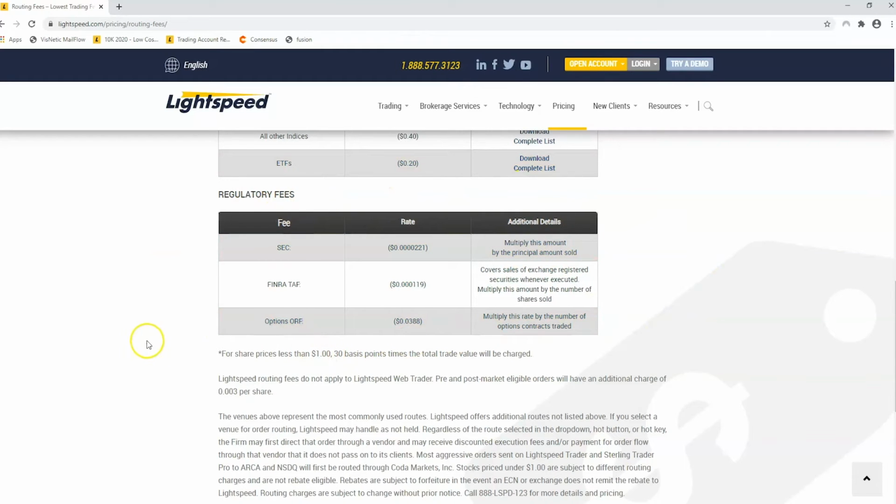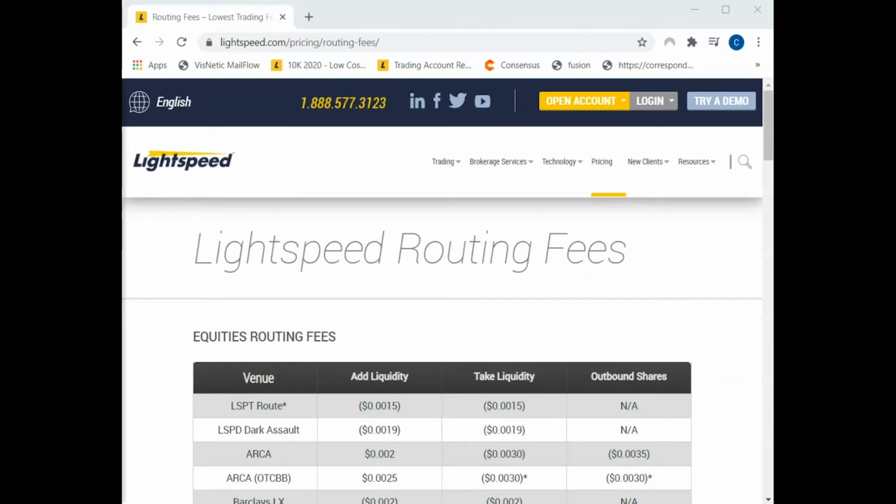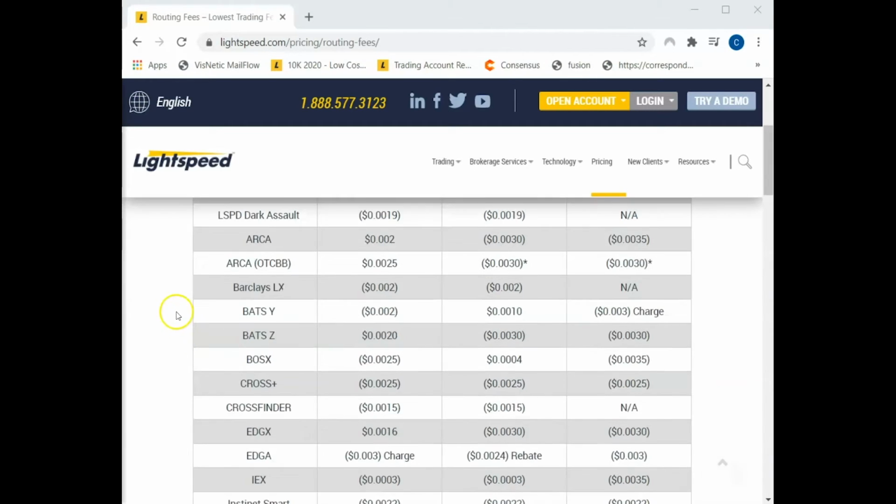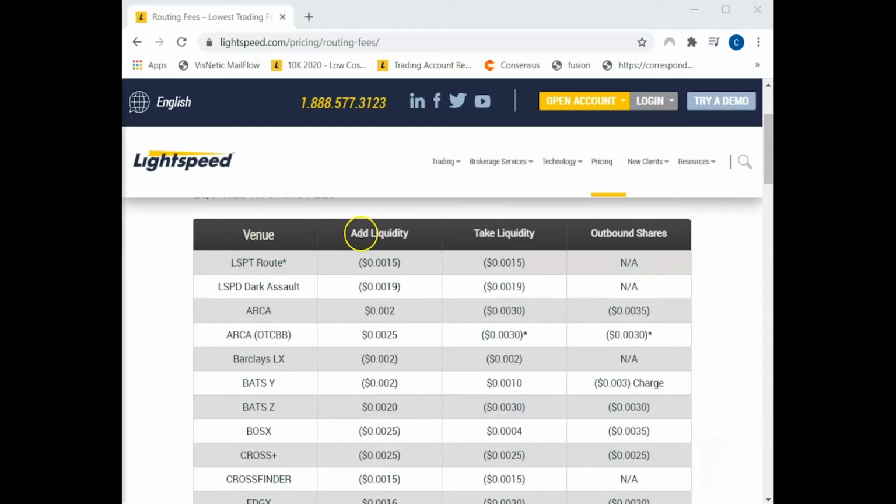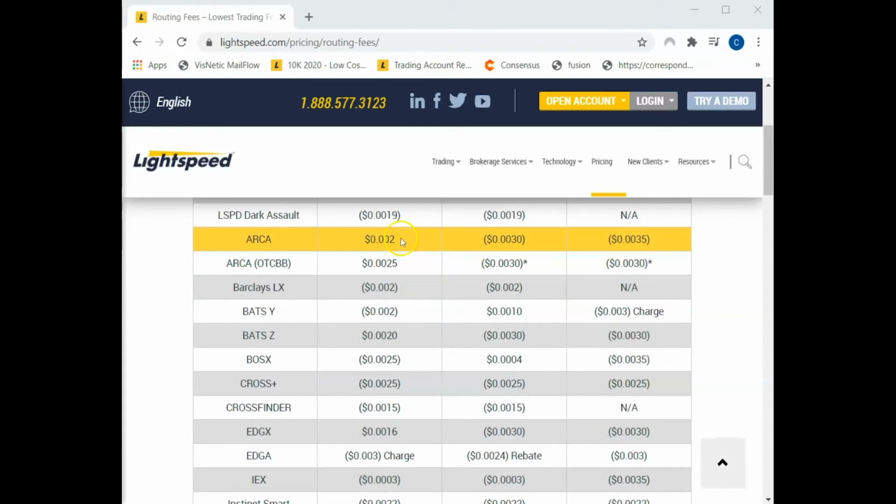Please note, we do use route providers to send these orders to on our behalf. We do not have direct access to the markets. Now, I'll explain and provide an example for taking and adding liquidity. As you can see, there are 4 columns: venue, add liquidity, take liquidity, and outbound shares. Any value in parentheses is a cost or payment by you. Any value without parentheses is a credit to you. These fees are on top of your commission rate.